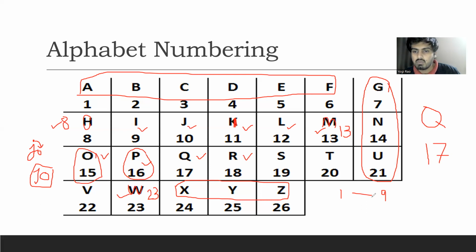Coming to T, we have T20 matches. So we can easily remember T is 20th. And if T is 20, then S will be 19, an alphabet earlier to T. If we remember U is 21, then we will be able to guess V will be 22. Coming to the next slide.